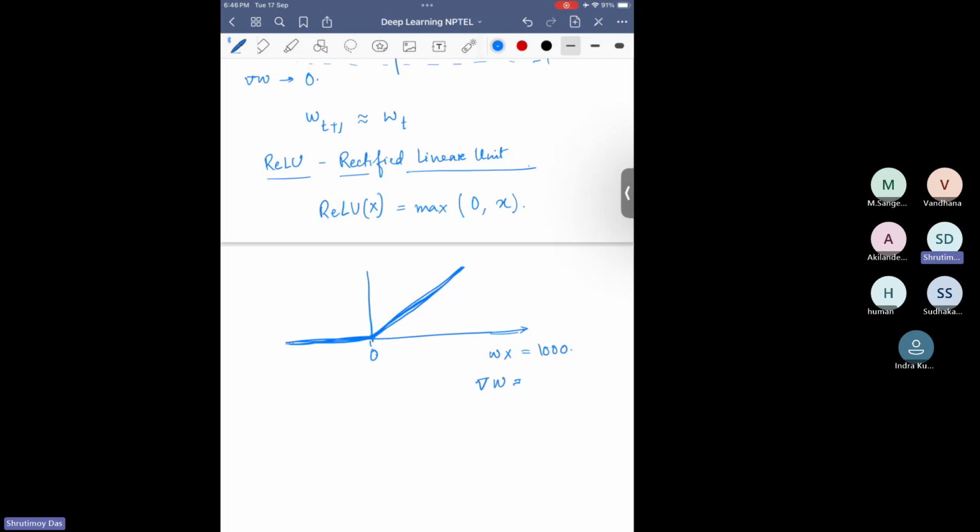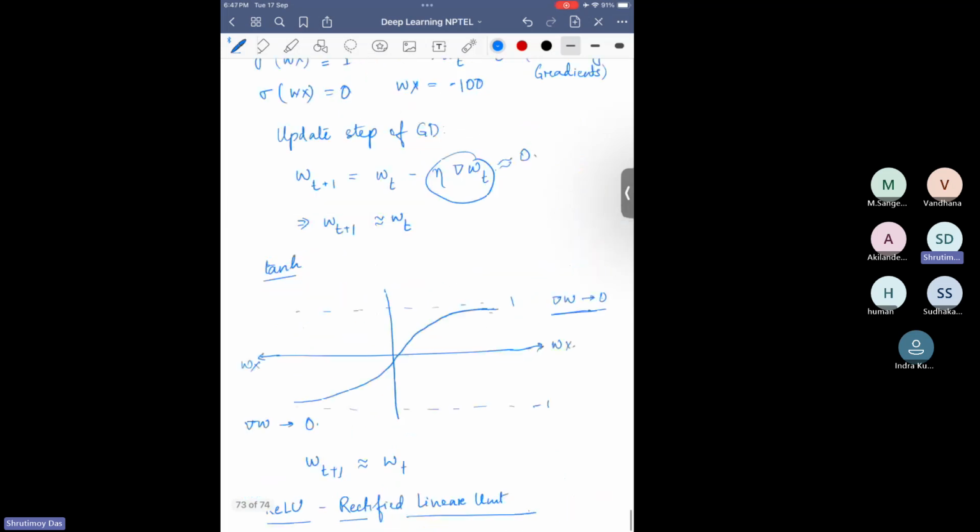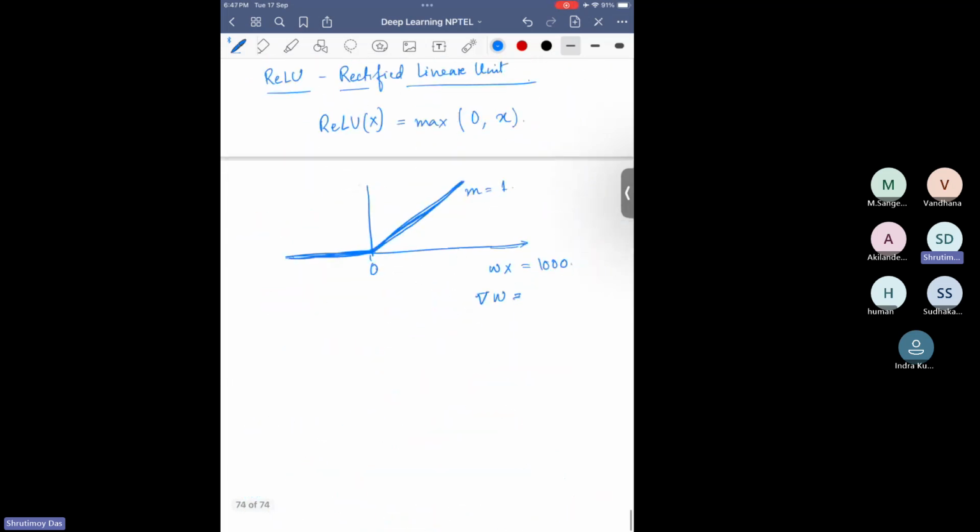Yes, the gradient will be 1, right? Because it is just a straight line. So the gradient of anything here is 1. So we don't have the problem of vanishing gradients anymore, right? So now whenever we're trying to do a gradient descent update, it is basically your W_t minus some non-zero gradient that you have, and now it works fine.